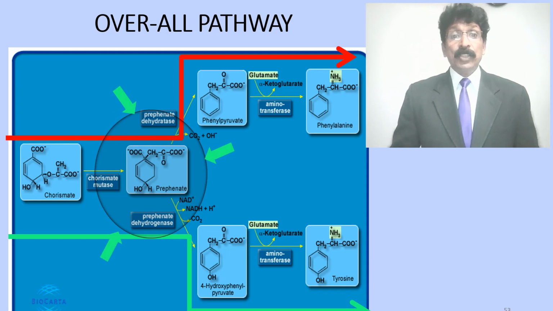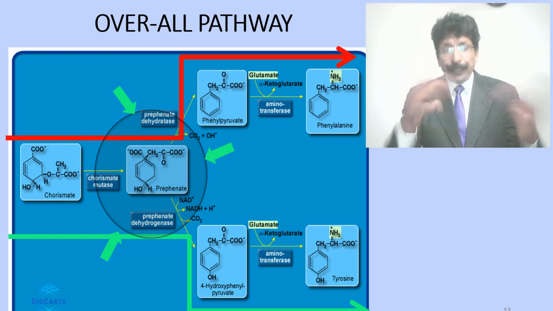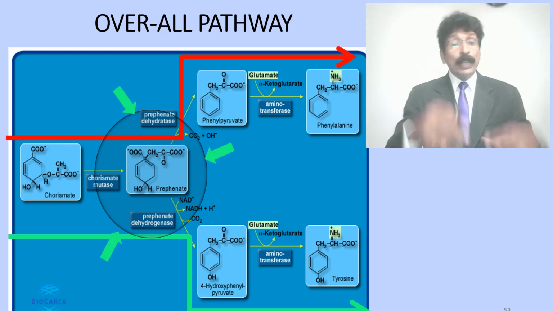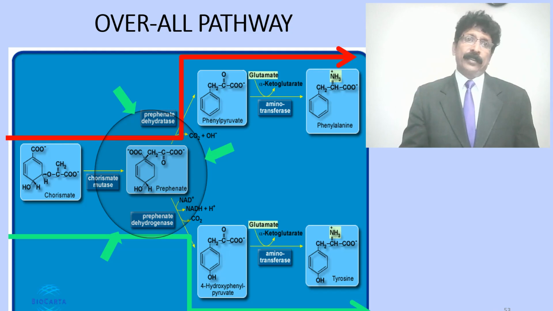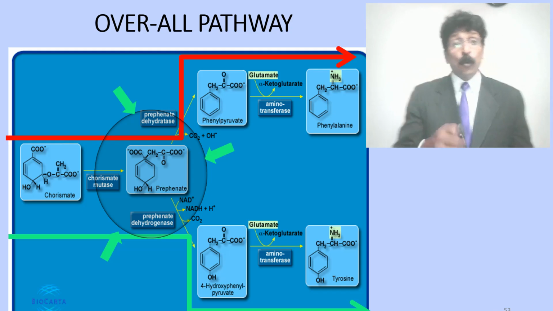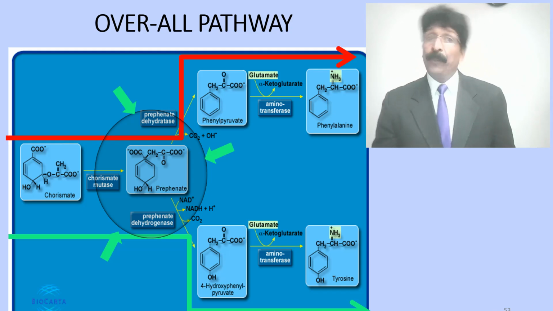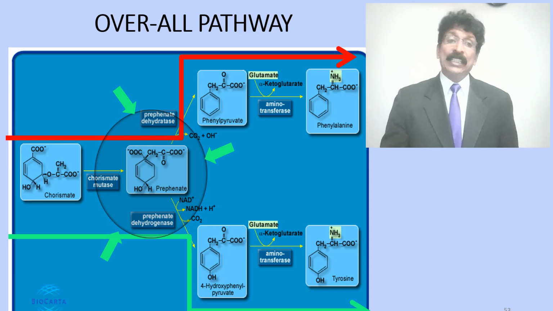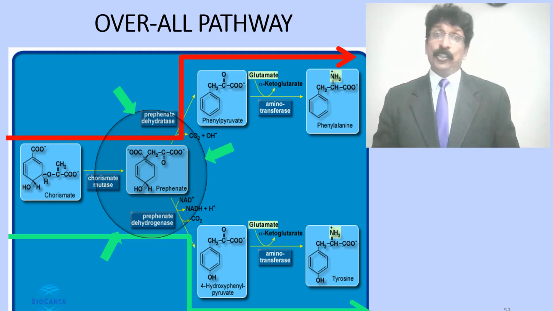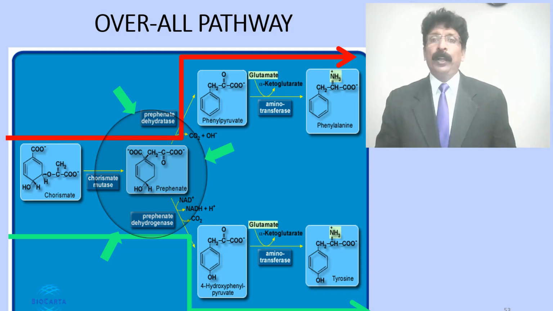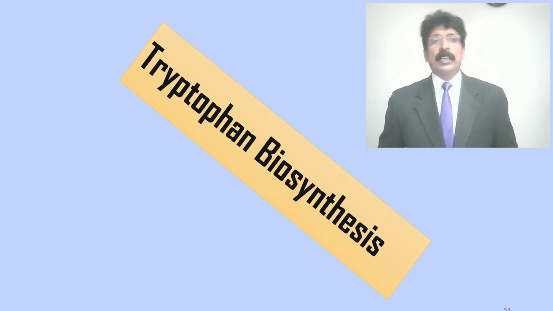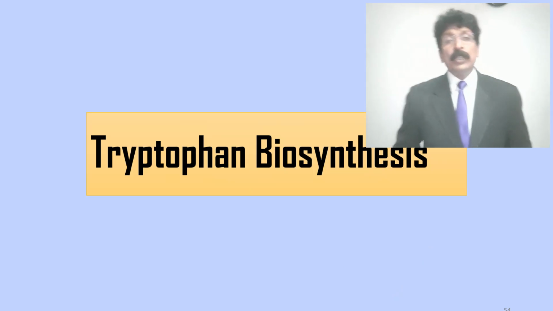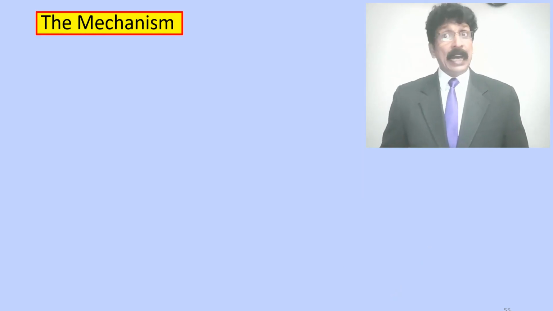So this is important, prephenate, prephenic acid. How the rearrangement is taking place from chorismate to prephenate, or chorismic acid to prephenic acid. The student has to write this as an important point so that you can write these two structures. Now we are coming to the tryptophan biosynthesis, the next aromatic amino acid.